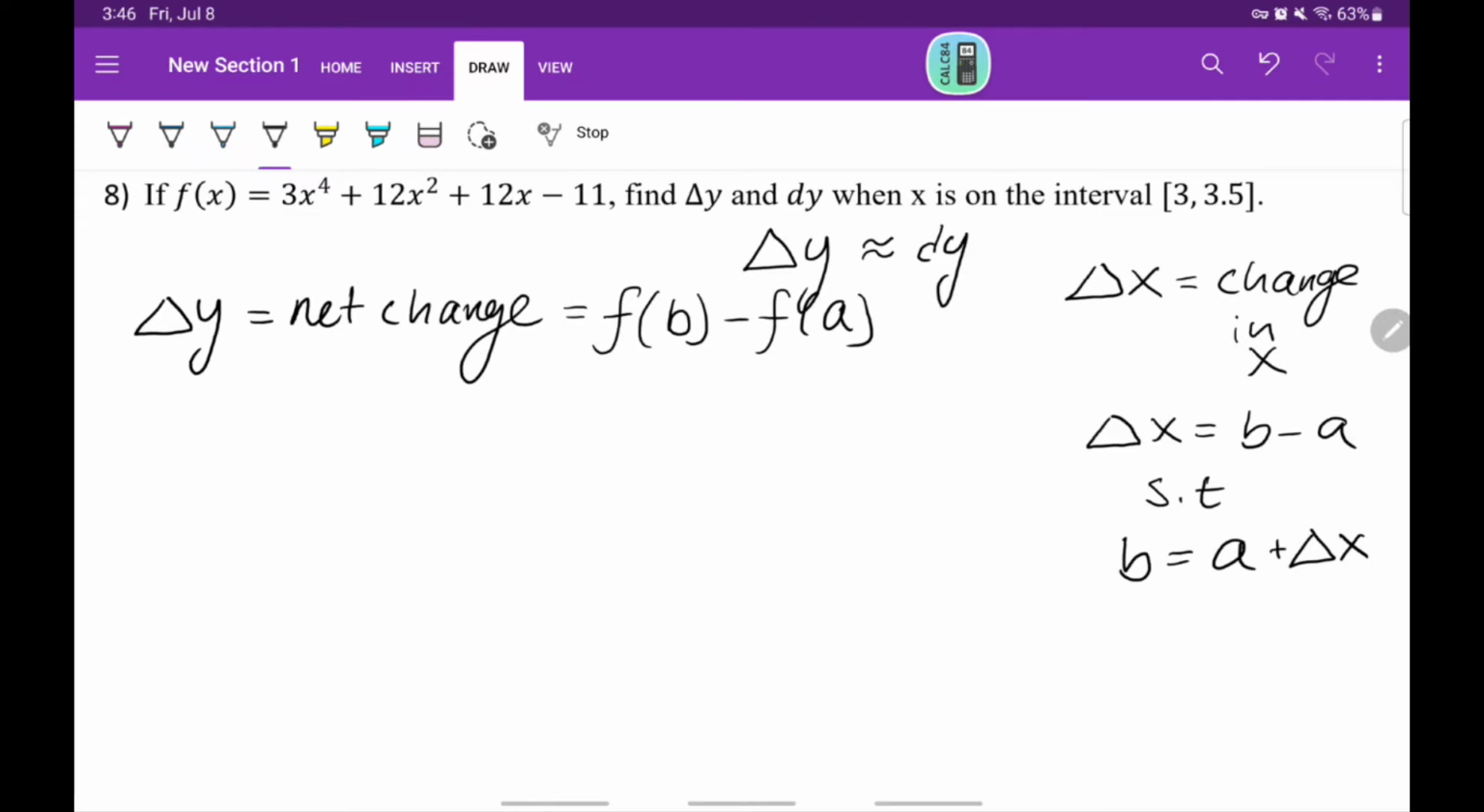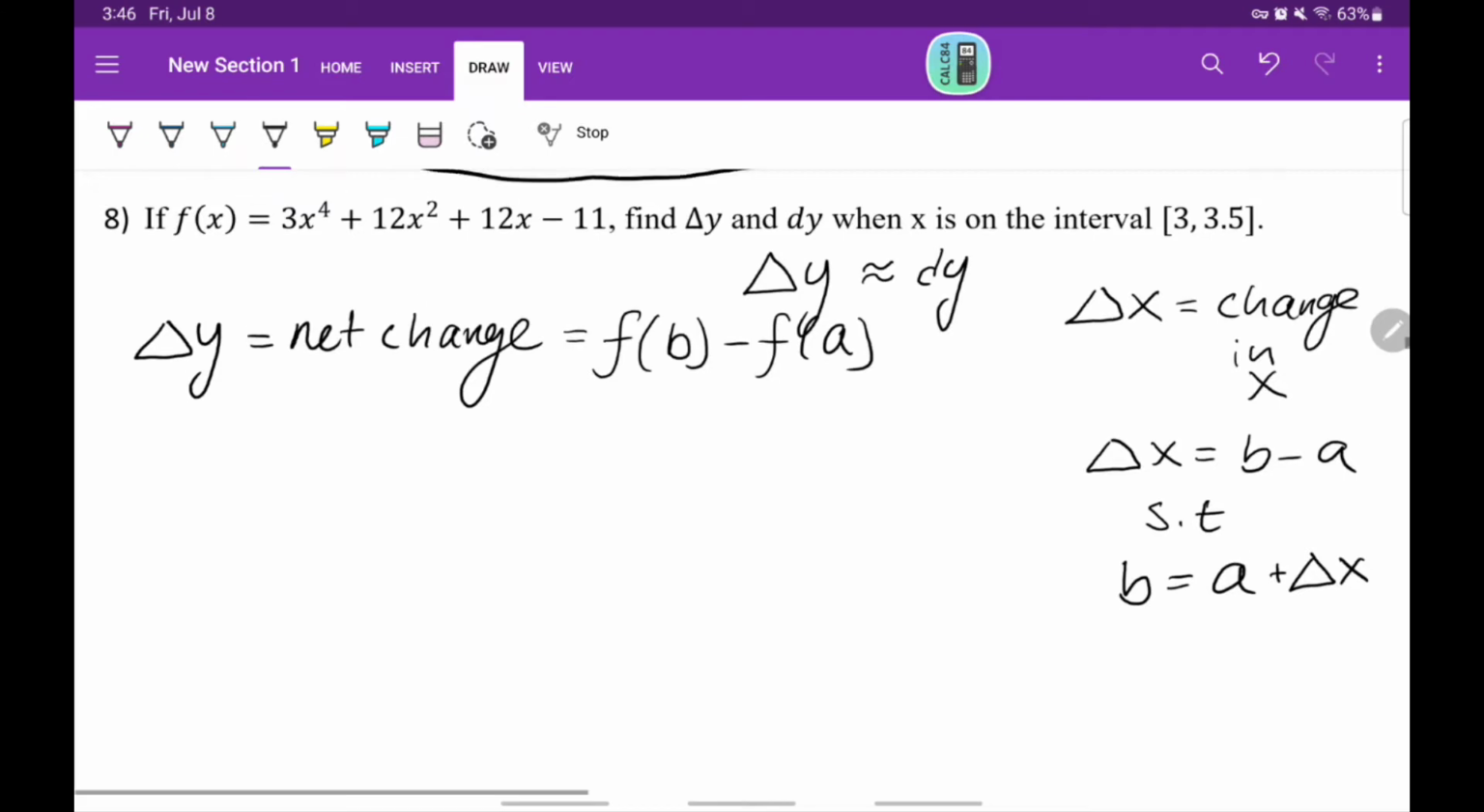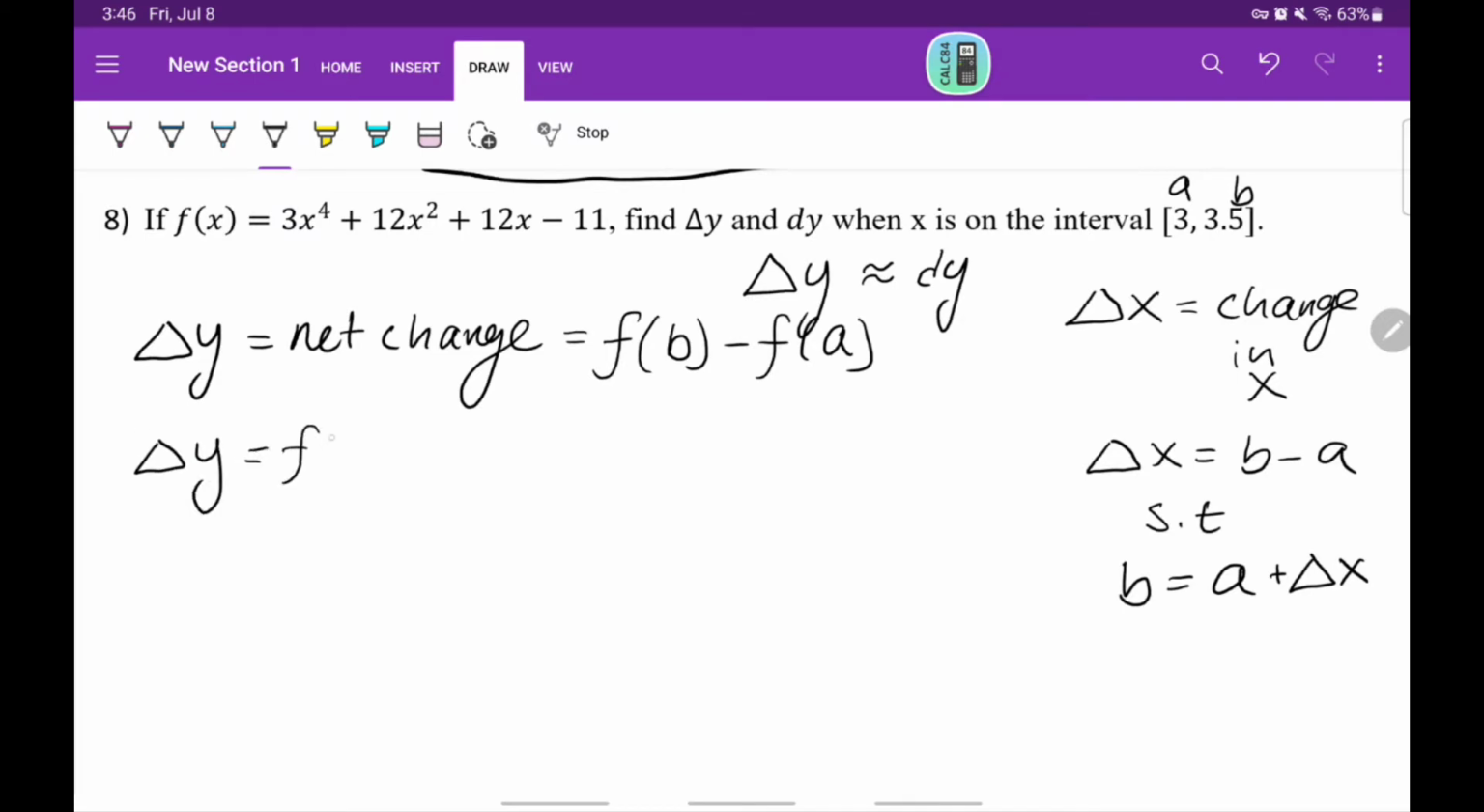So let's first label our a and our b. A is 3, b is 3.5. To find the net change, or to find delta y, that's going to equal f of 3.5 minus f of 3. Let's plug 3.5 into our function, plug 3 into our function, get those numbers, and then subtract them. So f of 3.5.